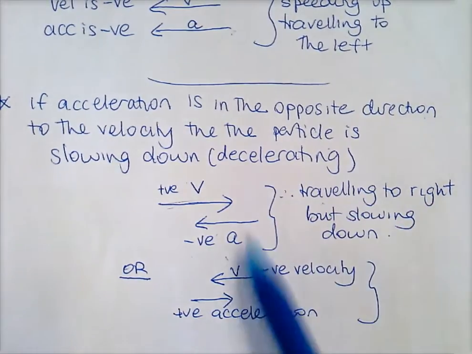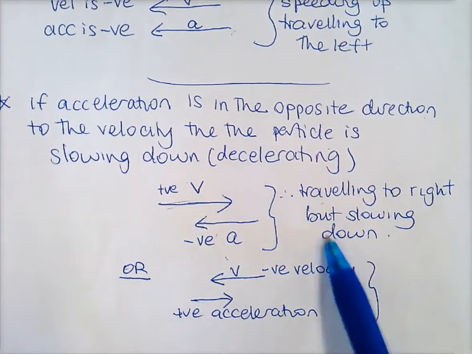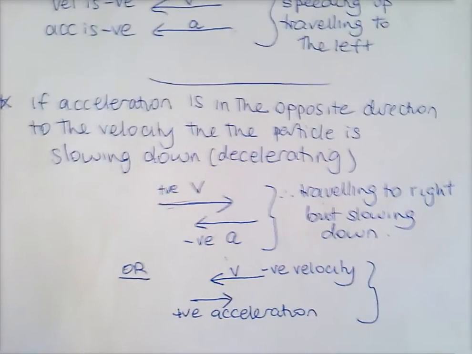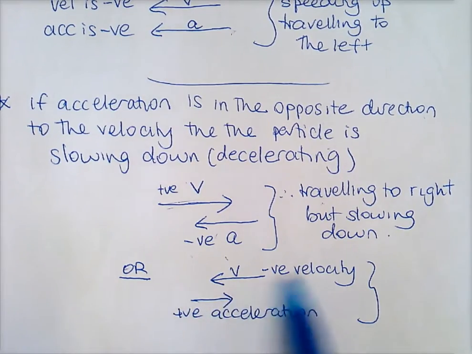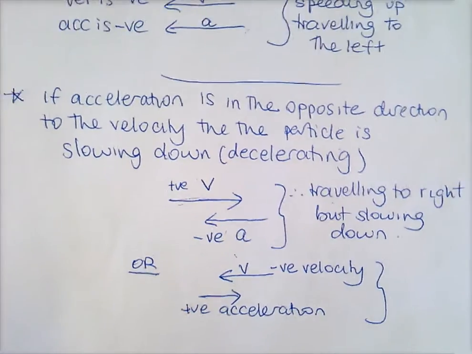So in this case, the velocity tells you where the particle is traveling. This particle is traveling to the right but slowing down because the acceleration is stopping it, opposing the motion. With this one, the particle's traveling to the left, negative velocity, but positive acceleration, doesn't mean it's speeding up.